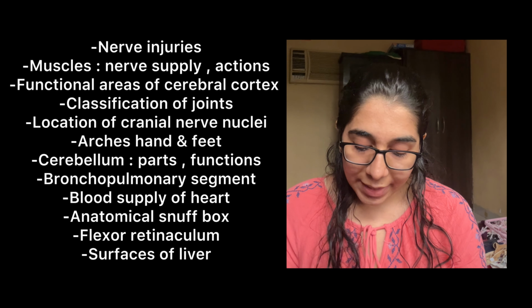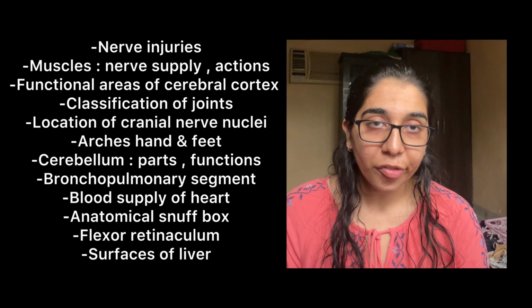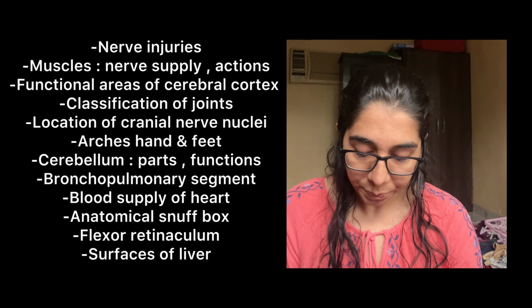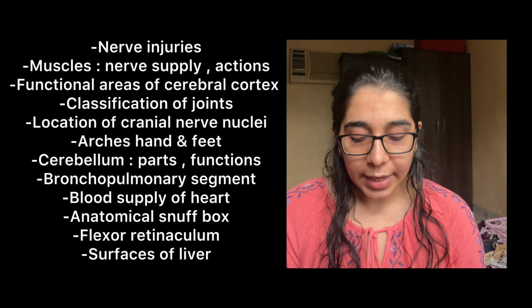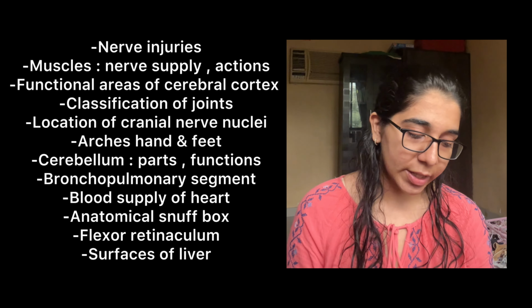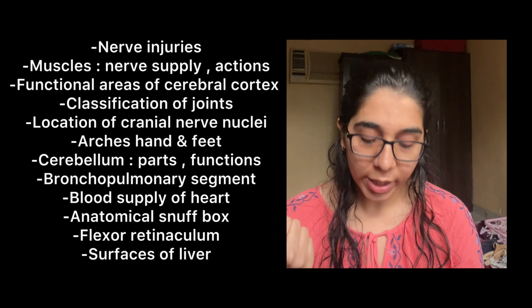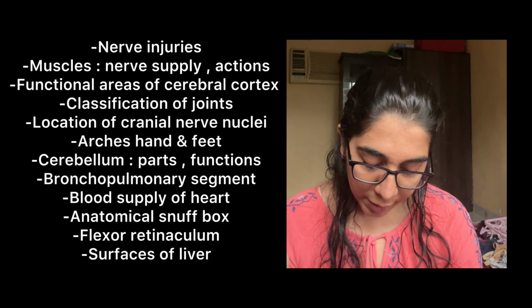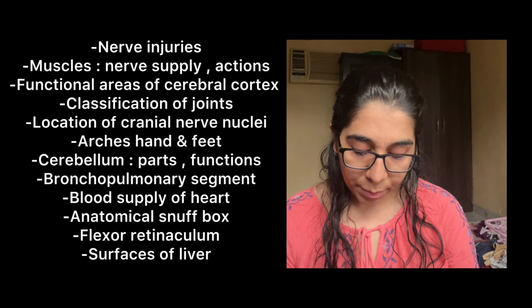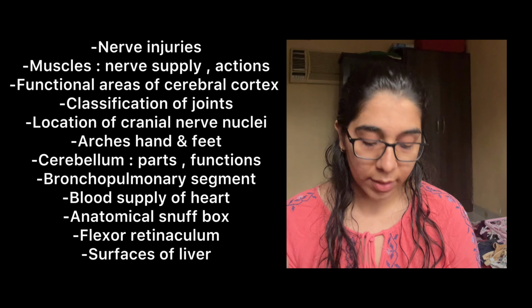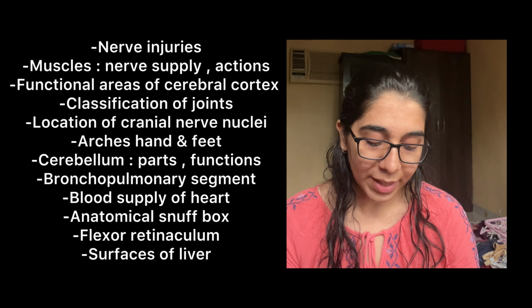Next, lower plexus injury refers to injury of dash. So again, this is a question from brachial plexus injury. So to summarize, in 2018, the questions have been from functional areas of cerebral cortex, muscles and their nerve supply, structures passing beneath the flexor retinaculum, and brachial plexus injury, that is Erb's palsy. Over here, lower plexus injury has been asked.